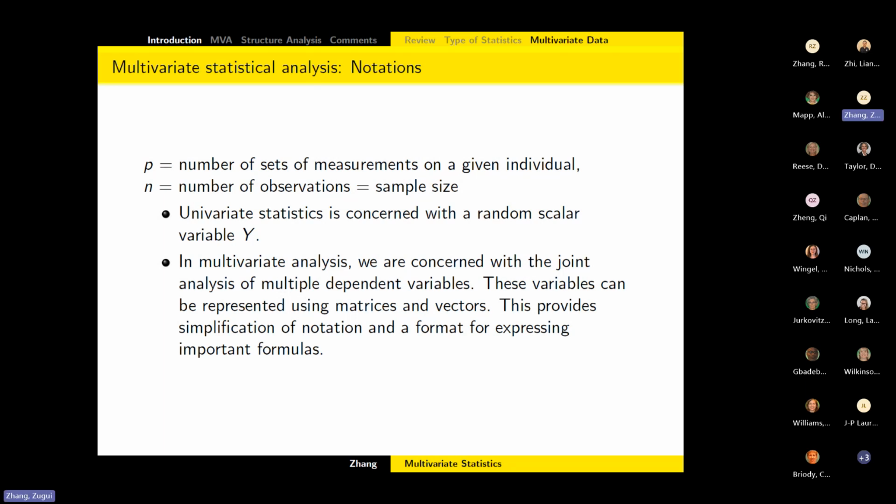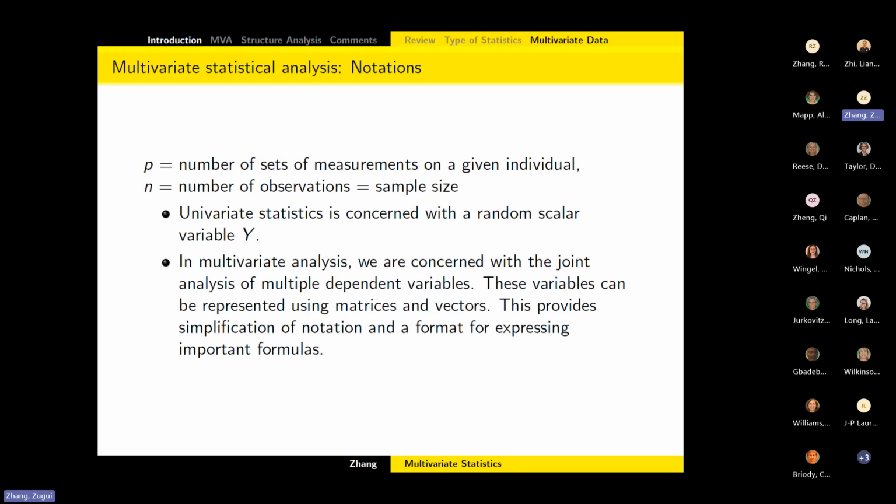So when we talk about multivariate statistics, we have more complicated notation compared to univariate, bivariate, or even multivariable statistics. So we have P denote the number of sets of measurements on given individuals, and we have the sample size M. Univariate statistics is concerned with the random scalar variable Y. Which means Y is just a scalar, just the one outcome.